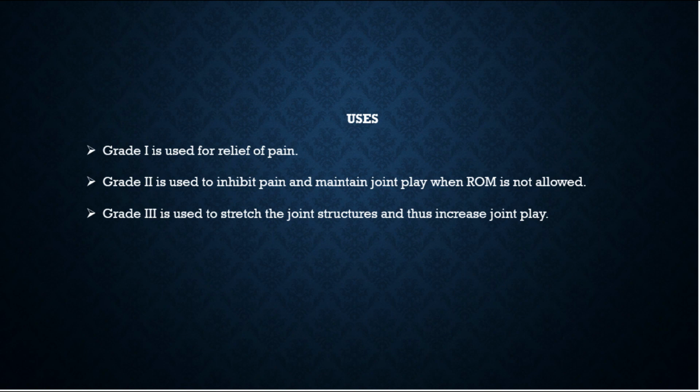Uses of Kaltenborn grading are as follows. Grade 1 is used for relief of pain. Grade 2 is used to inhibit pain and maintain joint play when range of motion is not allowed. Grade 3 is used to stretch the joint structures and thus increase joint play.